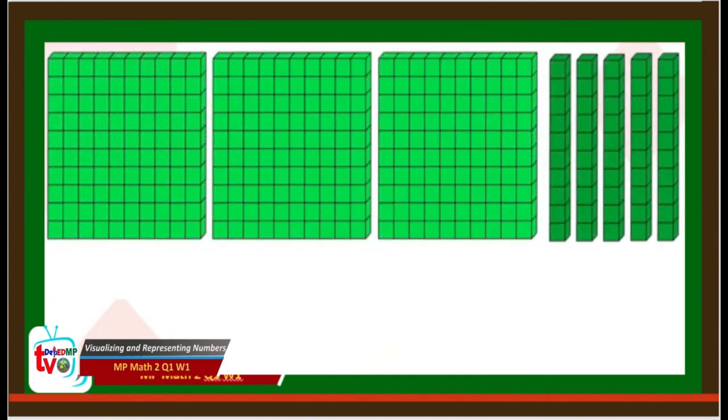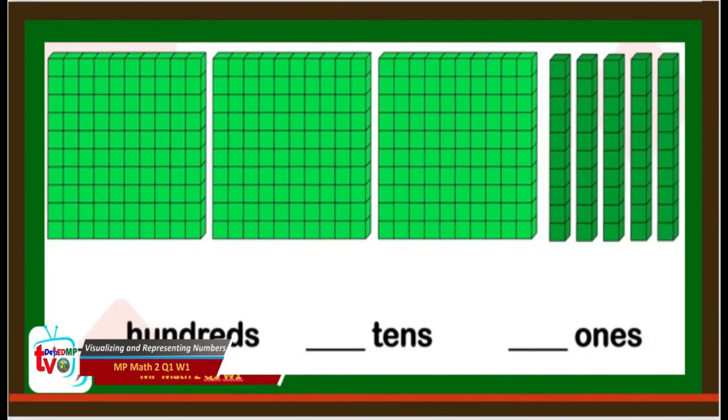Okay, so another group of blocks will represent numbers. How many hundreds do you see? Okay, very good. You have 3 hundreds. How many tens? Okay, 5 tens. And how many ones? We have 0 ones.